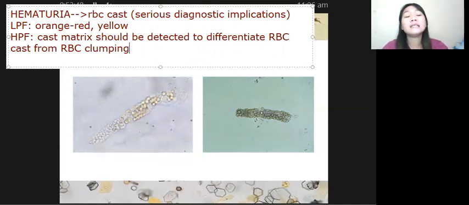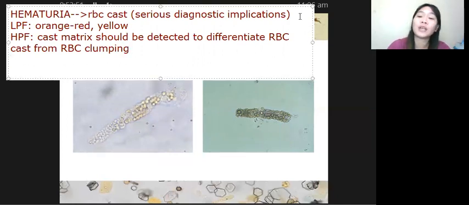Nako ha? Kasi sa low power field, hindi mo siya masyadong makikita. Tama, hindi mo talaga masyadong madidifferentiate kung may cast matrix ba or clumping lang yung nakita mo. Okay? And so, you have to make use of your high power field. Dapat may area doon sa cast natin in which you are really able to see your RBCs. Well distinct siya.